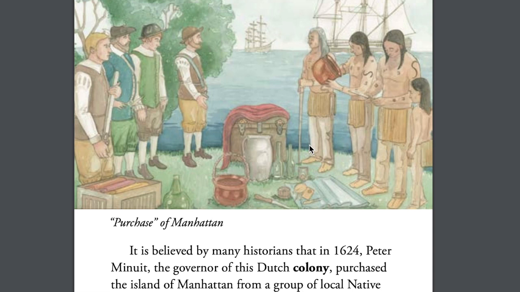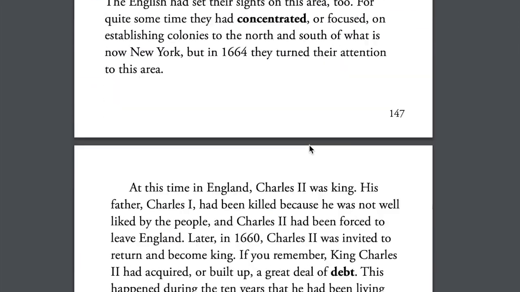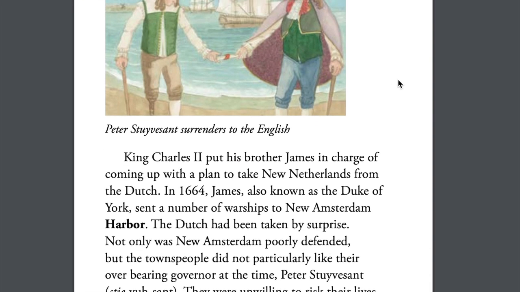The English had set their sights on this area too. For quite some time they had concentrated or focused on establishing colonies to the north and south of what is now New York, but in 1664 they turned their attention to this area. At this time in England, Charles II was king. His father, Charles I, had been killed because he was not well liked by the people, and Charles II had been forced to leave England. Later, in 1660, Charles II was invited to return and become king.